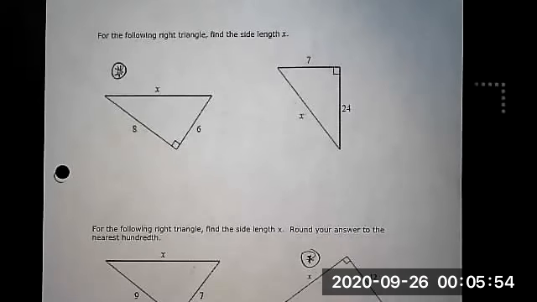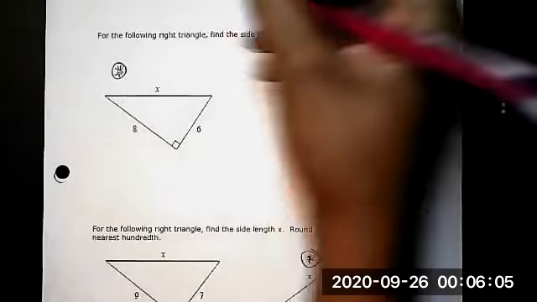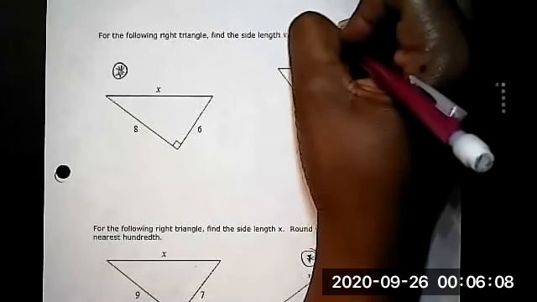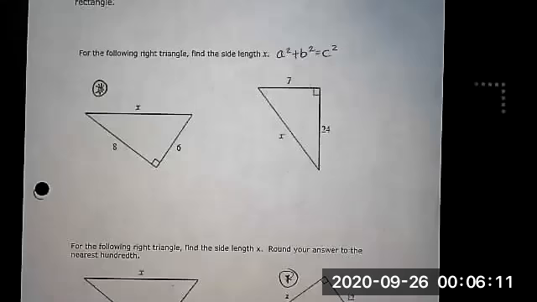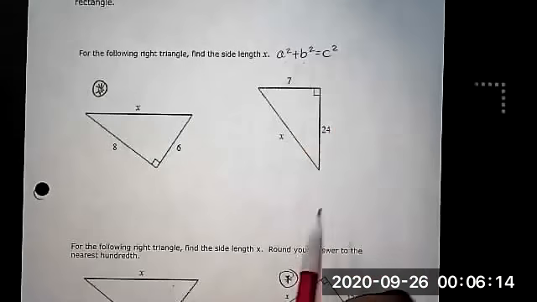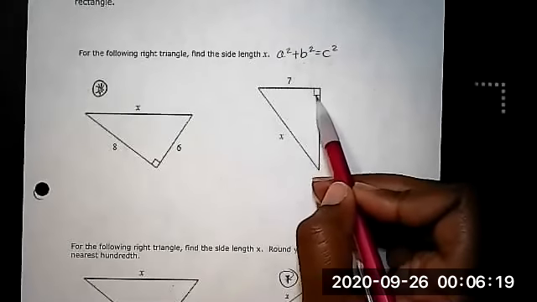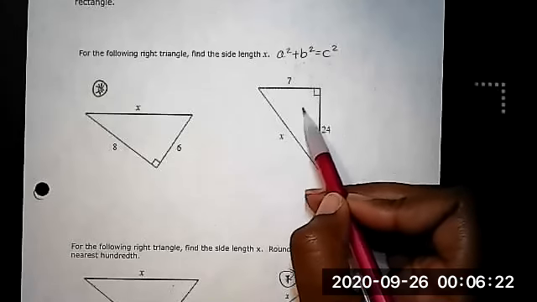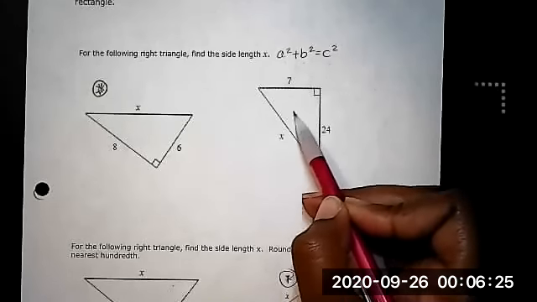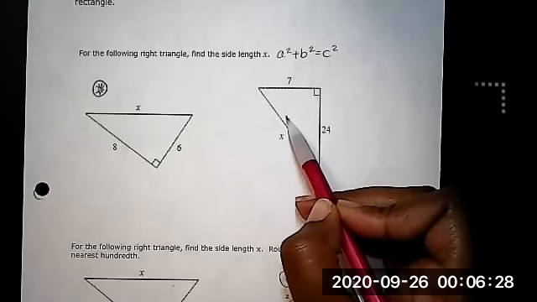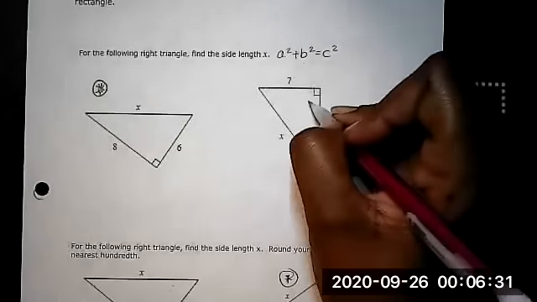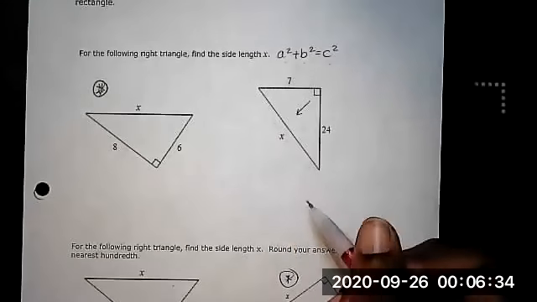All right, for the following right triangle, find the side of length x. This is basically the Pythagorean theorem, okay? A squared plus b squared equals c squared. A and b represent sides of a triangle. C represents the hypotenuse, the longest part of the triangle, okay? If you're talking about a right triangle, you see this little box, and right across from that is always going to be the hypotenuse. So whenever you go right across from the right angle, that line is the hypotenuse.